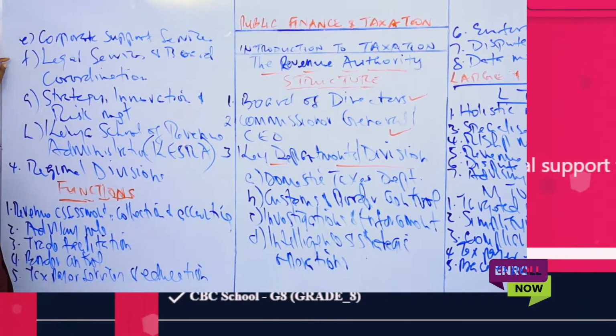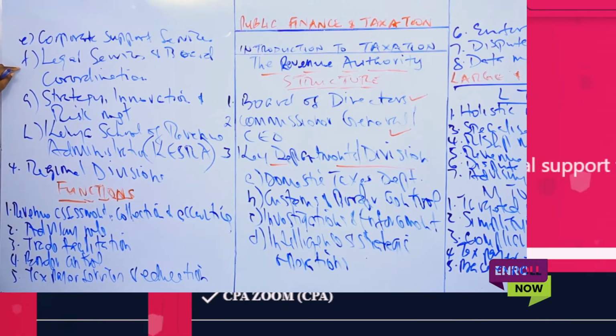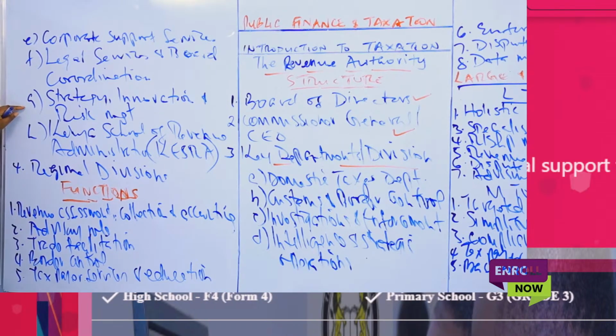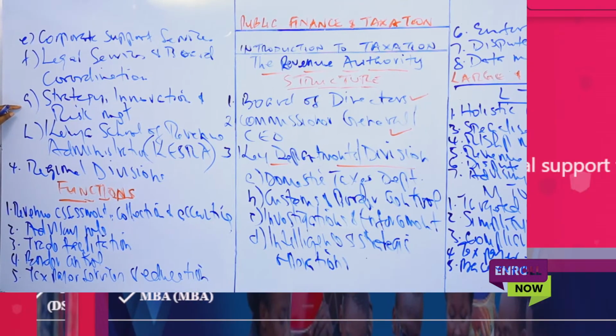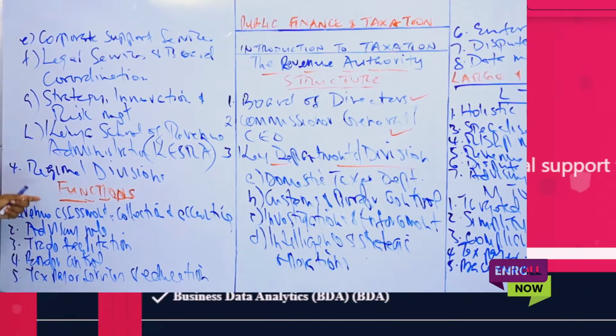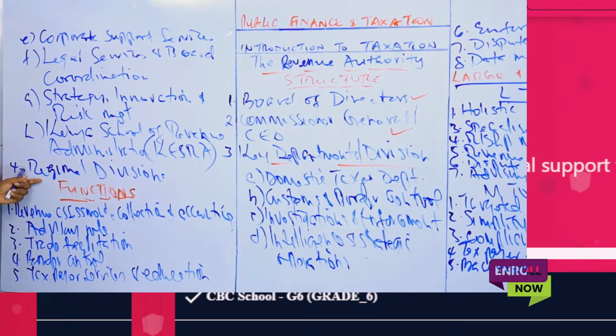Number 5, we have the Corporate Support Services Department. Number 6, Legal Services and Board Coordination Department. Number 7, Strategy, Innovation and Risk Management Department. And lastly, we have the Kenya School of Revenue Administration. Then lastly, we have regional divisions. We have regional divisions within KRA.